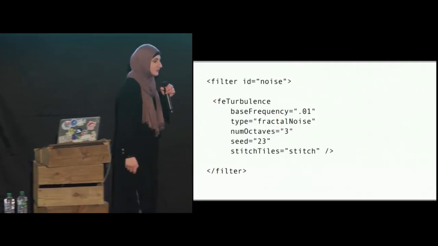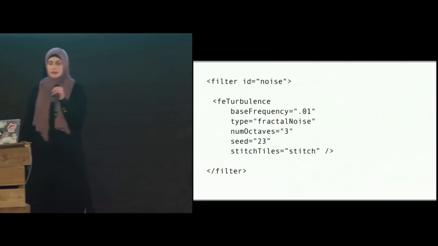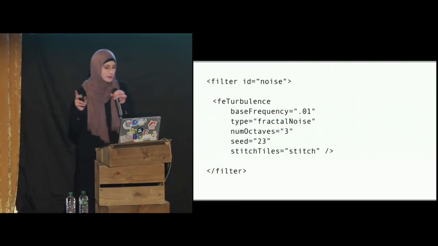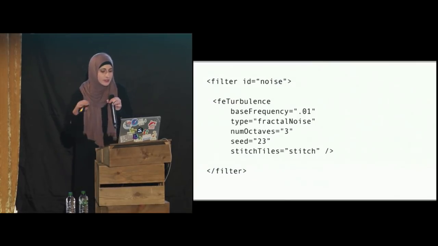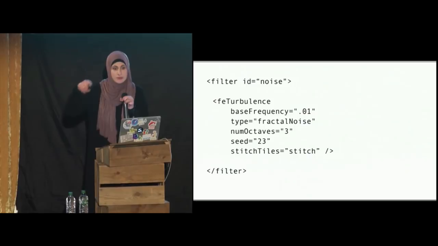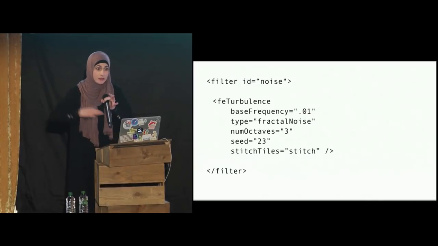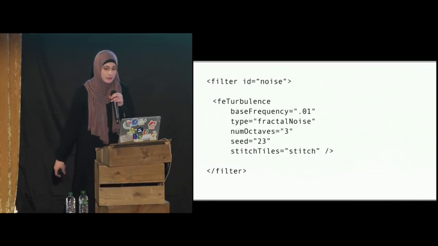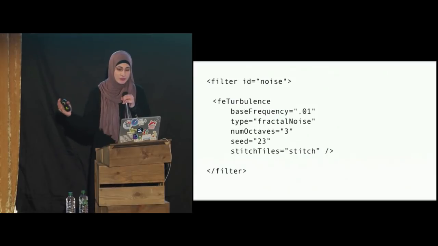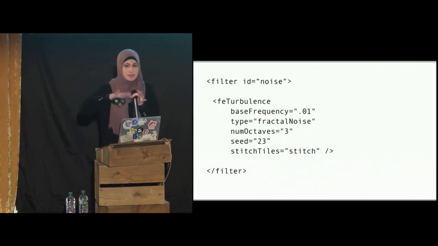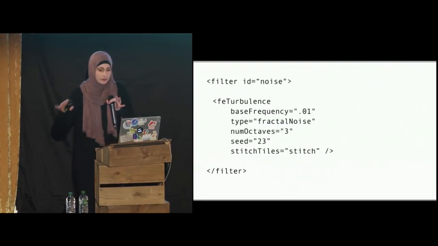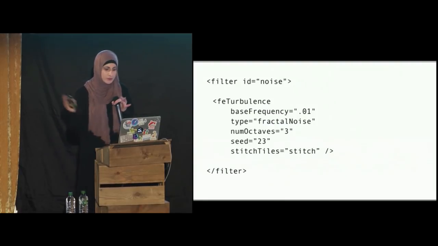So this is what FE turbulence looks like. You will usually only have to worry about 3 attributes. The base frequency, it specifies the grain of the noise. Very low values, such as 0.001, will produce larger patterns. You'll see an example shortly. And very high values, such as 0.5, will produce tiny patterns. Values in the range of 0.02 and 0.2 are a useful starting point for most textures.